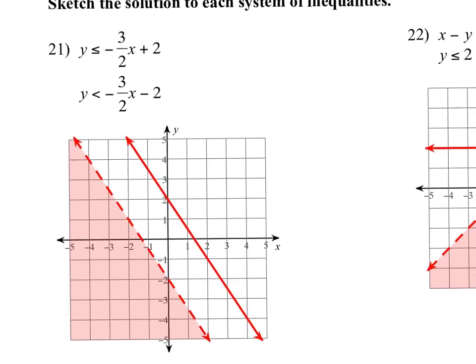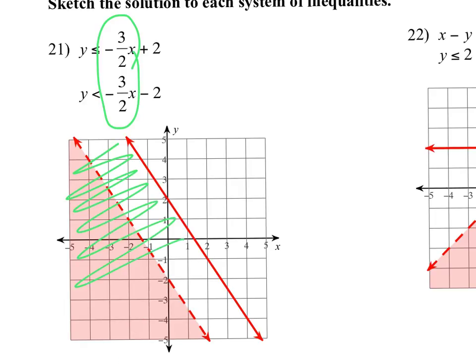Question 21. Remember, you should recognize that these are going to be parallel, but we always have to do the shading to know where the solution is. So on the first one, on this top equation, I started at +2, down 3 over 2. I have a solid line, and because it's less than, I'm shading below. So for this one, you actually would probably maybe have all of this shaded in.